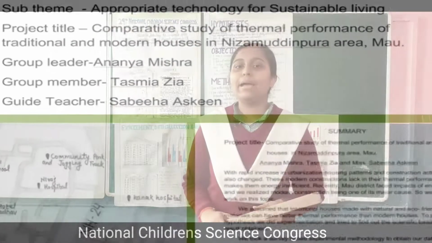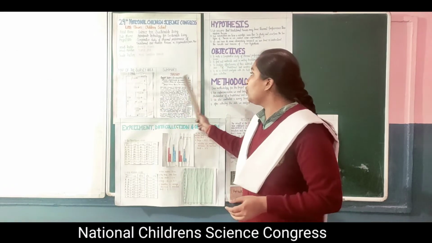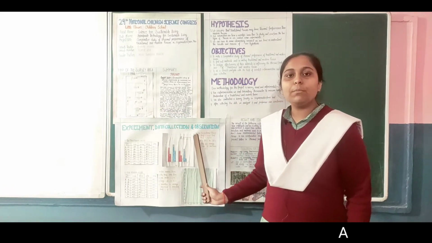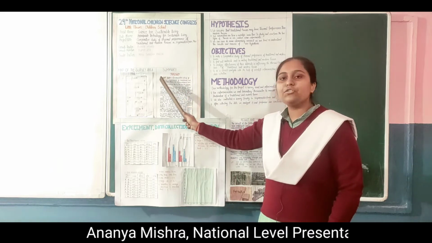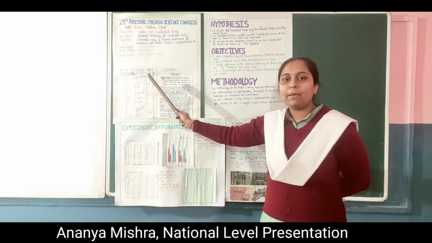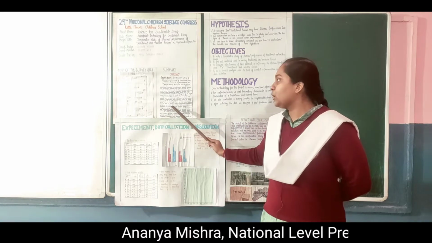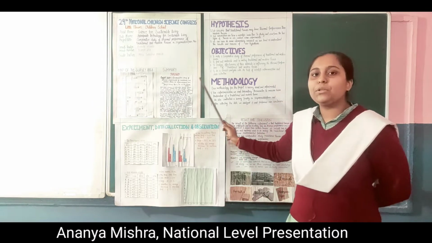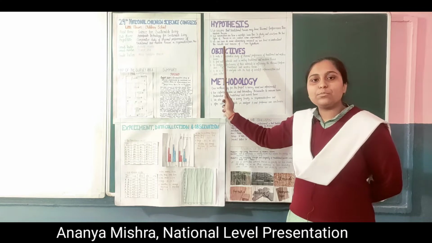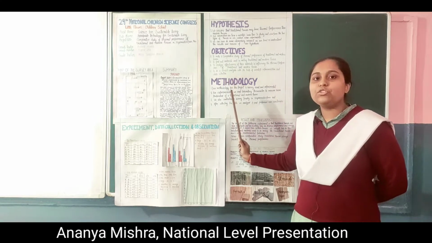So let me begin with my chart papers. These are the 4 chart papers which I have made for my project work. This is the first chart paper, which is the introduction chart paper. It shows the survey map of the survey area, the summary of the project, and now let's come to the second chart paper. It is the hypothesis, objective and methodology chart paper.